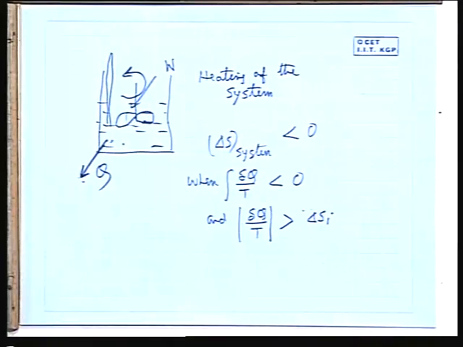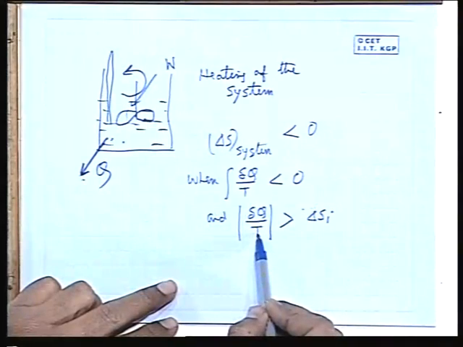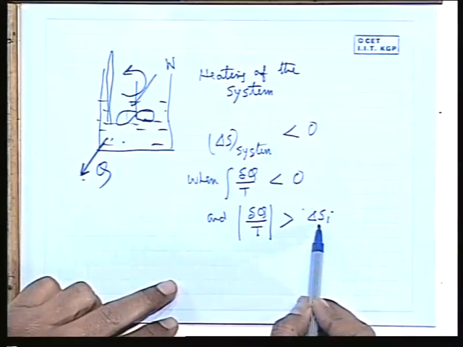So this is clear. Therefore we arrive at the conclusion that the entropy of a system may decrease, may increase. A simple example is that you heat a body, its temperature will increase and entropy will increase. You cool a body, its temperature will decrease and entropy will decrease. And that depends upon the relative magnitude of the del Q by T and the delta Si. So both increase in entropy and decrease in entropy is possible for a system.